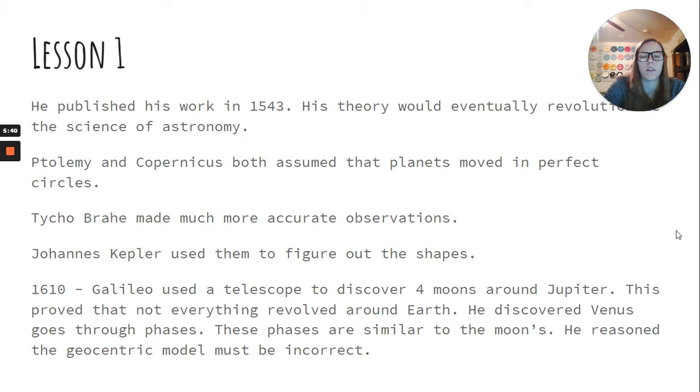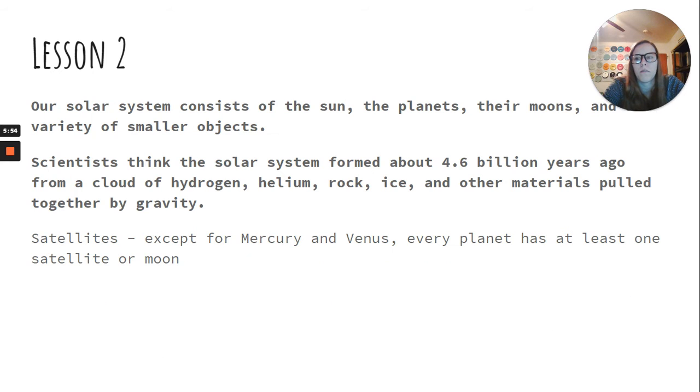In 1610, Galileo used a telescope to discover 4 moons around Jupiter. This proved that not everything revolved around Earth, and he discovered Venus goes through phases, which are similar to the moons. He reasoned the geocentric model must be incorrect.